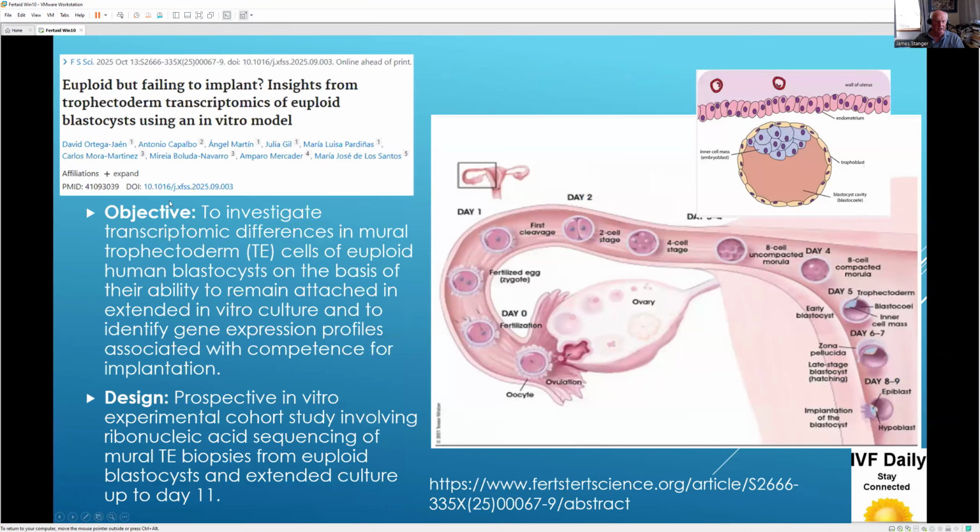The next paper is one looking at why euploid embryos may not implant. This Spanish group looked at the transcriptomic differences in the mural trophectoderm between euploid blastocysts on the basis of their ability to remain attached in extended in vitro culture, and to identify gene expression profiles associated with competency for implantation. It's a prospective in vitro experimental cohort study involving ribonucleic acid sequencing of mural trophectodermal biopsies from euploid blastocysts in extended culture up to day 11. There's a reference.